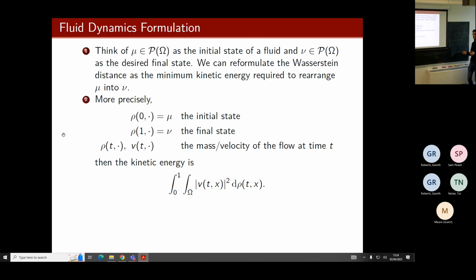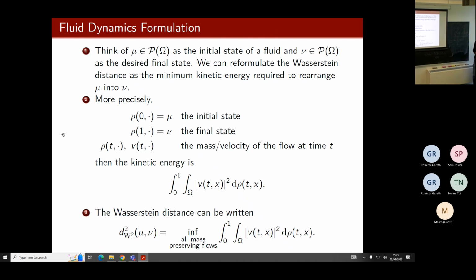Okay, and then in between, we're going to have a rho t, and this is going to follow some vector field given by v of t. So this is my velocity field. The kinetic energy is, up to a factor of 1/2, mass times velocity squared. My mass is given by my rho, thinking of this as a density, times my v squared. I integrate over all time and over all space. This is the total amount of kinetic energy required to deform rho from mu onto nu.